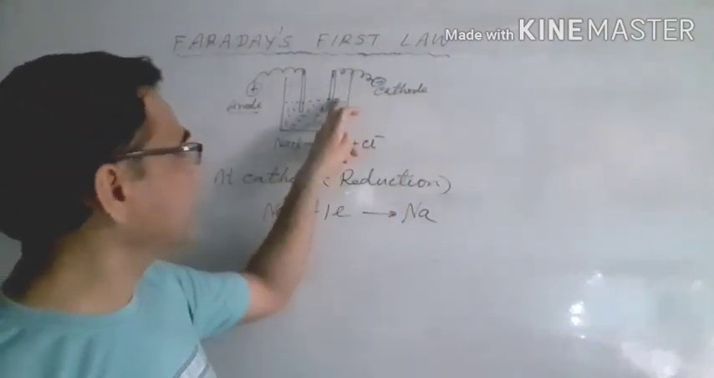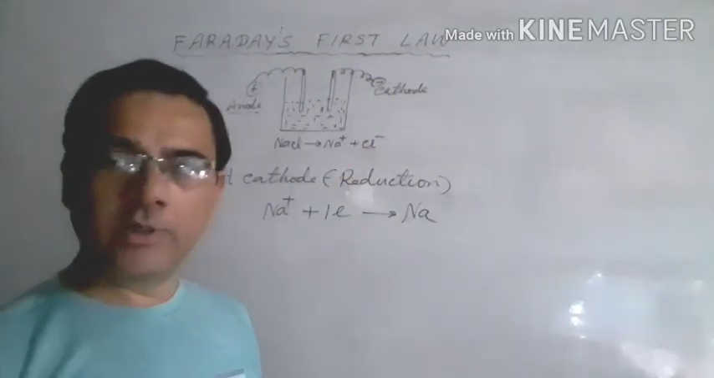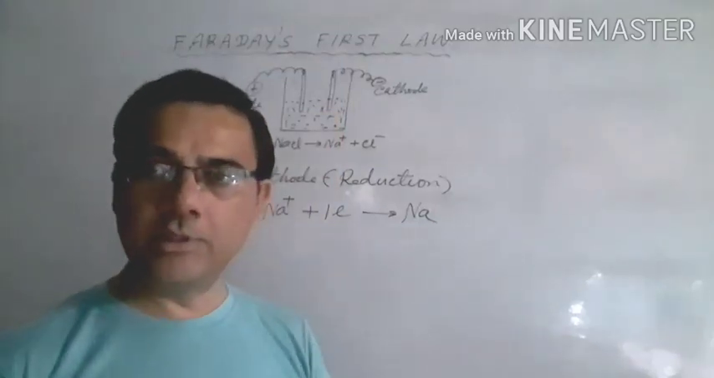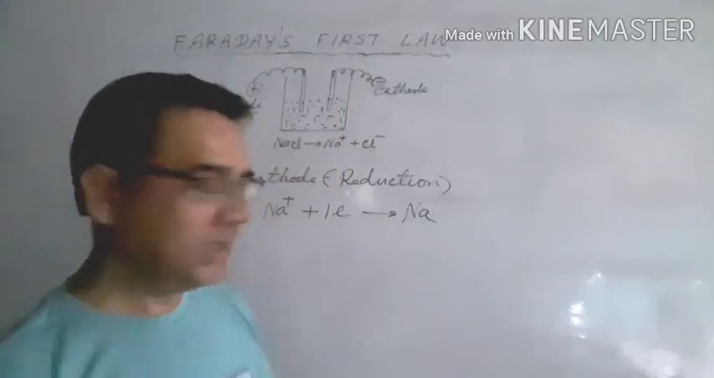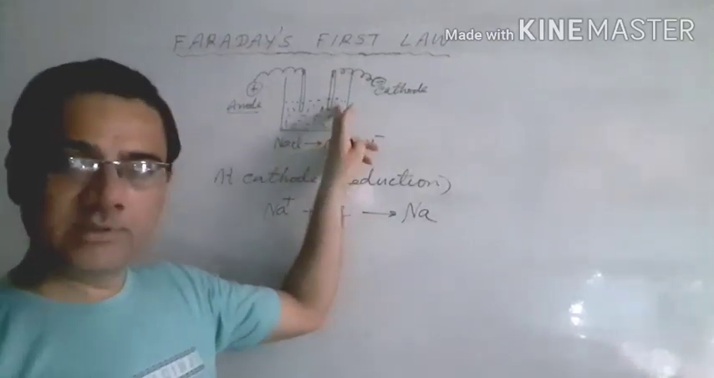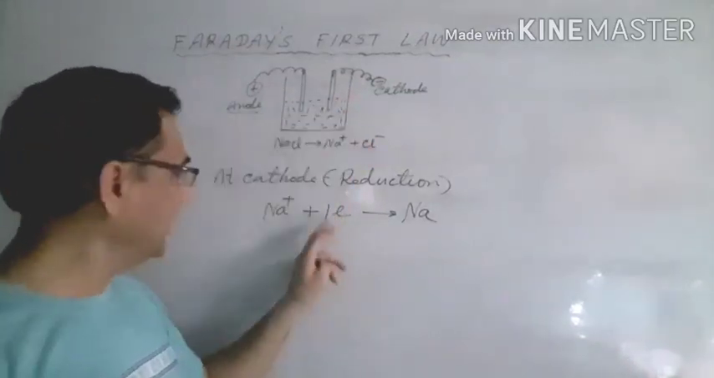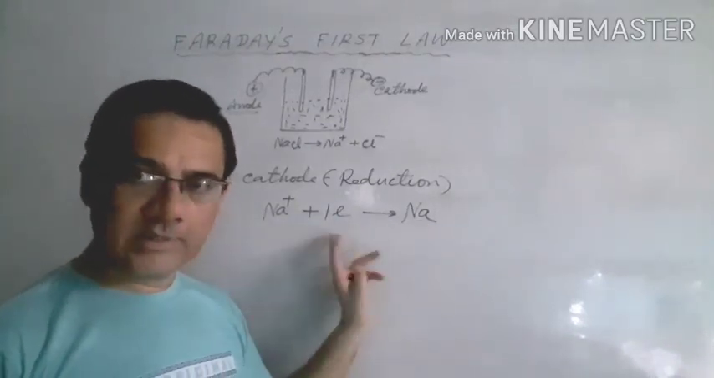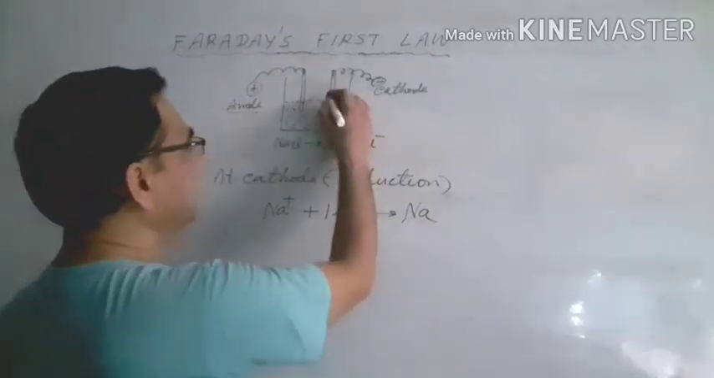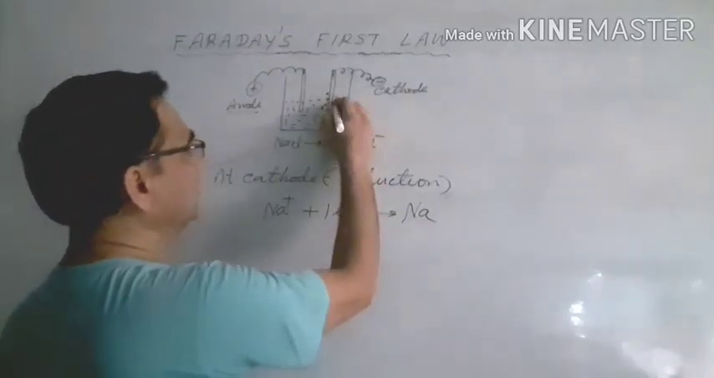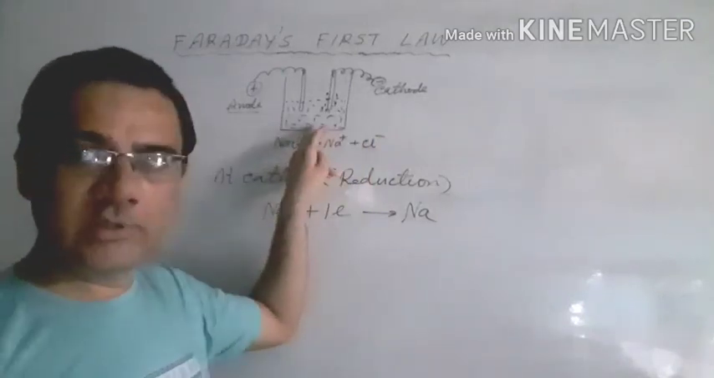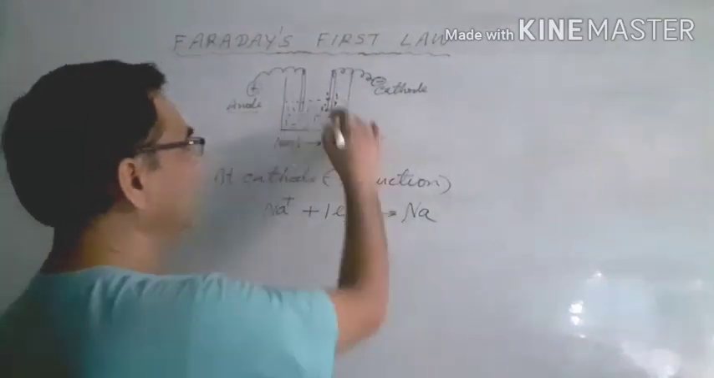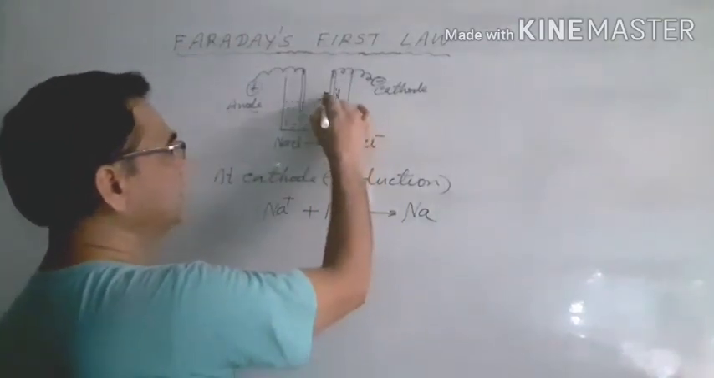Why does the cation move towards the cathode? Because it is connected with the negative terminal of the battery, and the electrode of the negative terminal always has an excess of electrons. Here there are a lot of electrons, so the Na plus ion will move towards this electrode, gain one electron and convert into sodium atom or sodium metal. Once it converts into sodium metal, it gets deposited at this cathode. Slowly, all the Na plus ions present in this vessel will move towards the cathode and get deposited at this electrode.